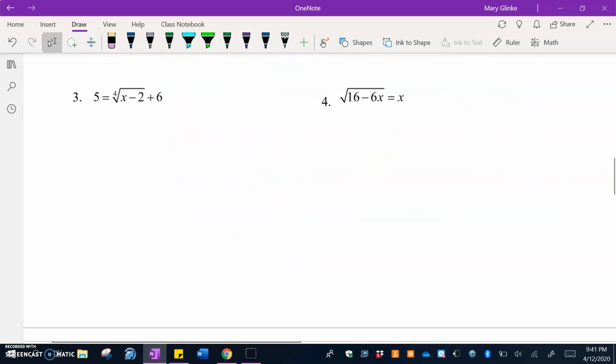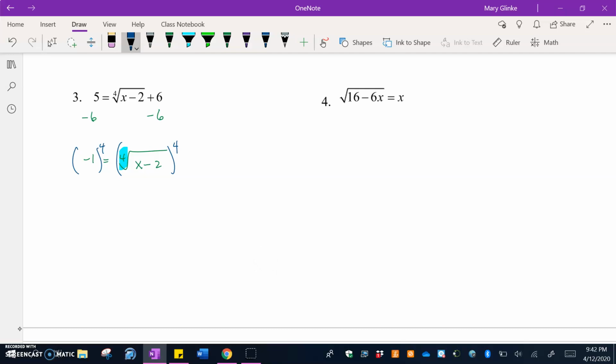So let's try the next one. We want to get the fourth root by itself. We're going to subtract 6 from both sides. We get -1 equals the fourth root of x minus 2. We're going to raise both sides to the 4th power because our index here is 4.